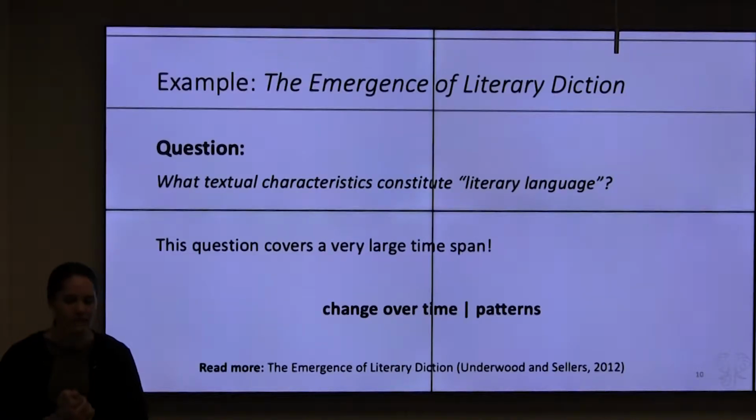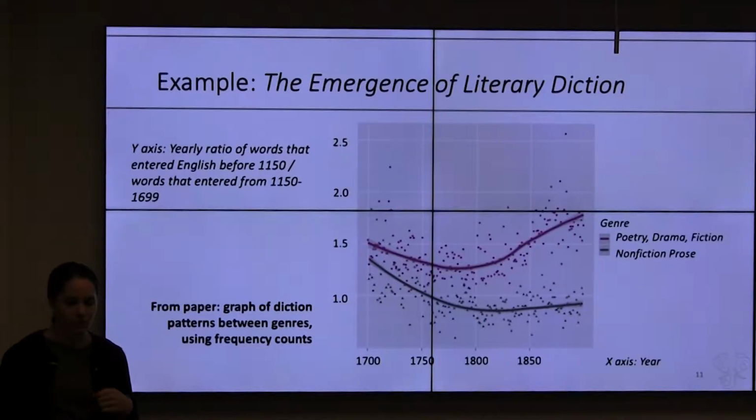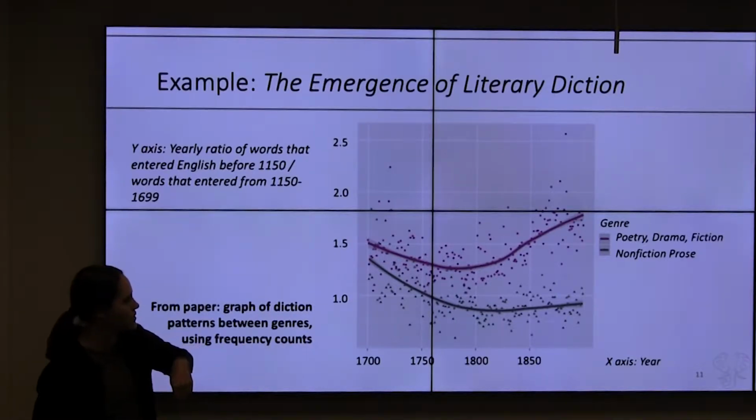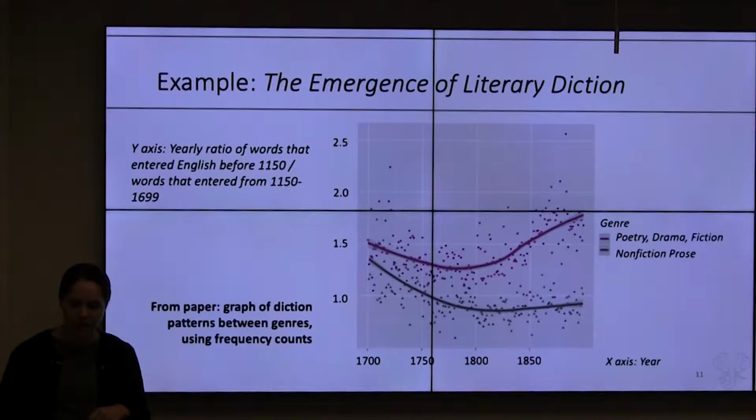Ted and Jordan were asking what textual characteristics constitute literary language. So what kinds of words are used in literature versus in other kinds of writing? And they were looking at a very long time span. They were studying from right around 1700 up through, I think they stopped at 1900. And so this is one graph from the paper.